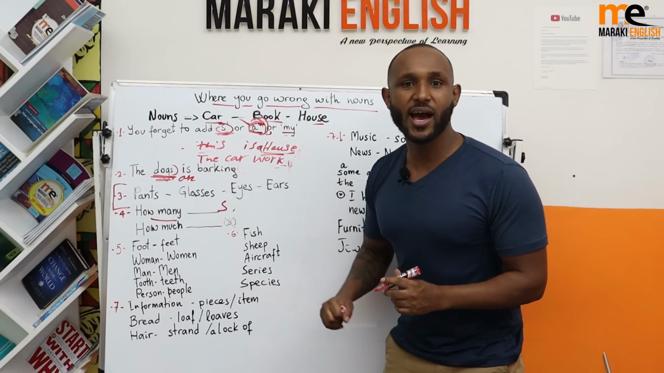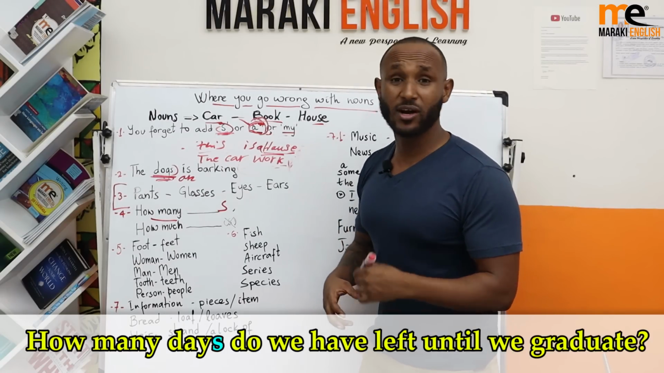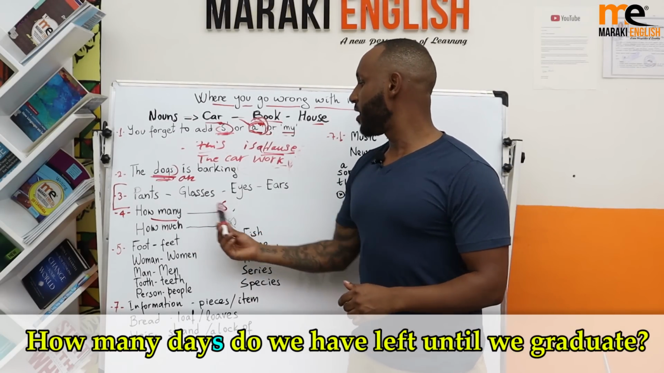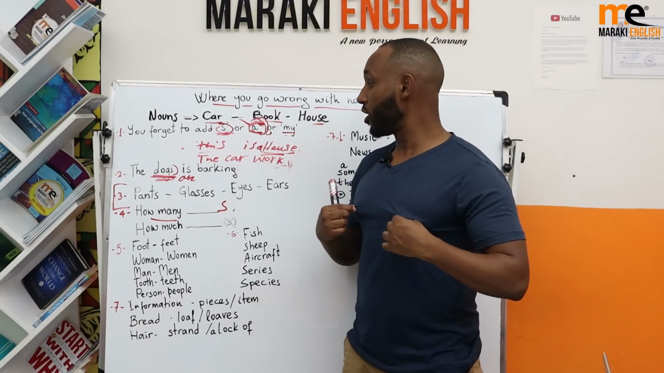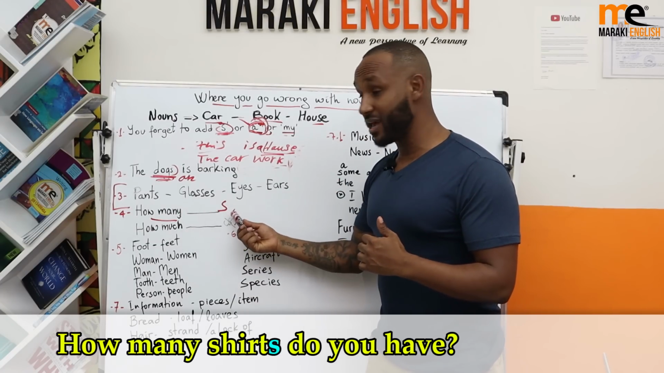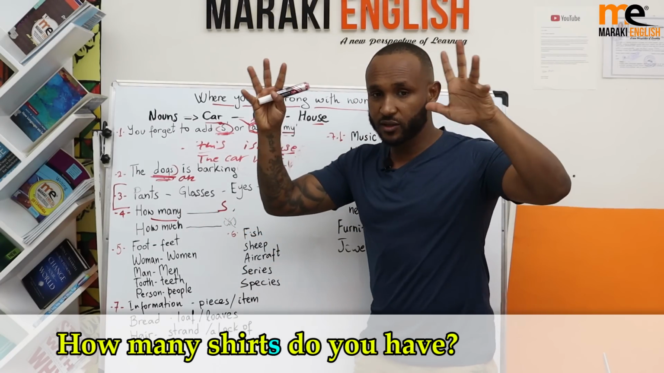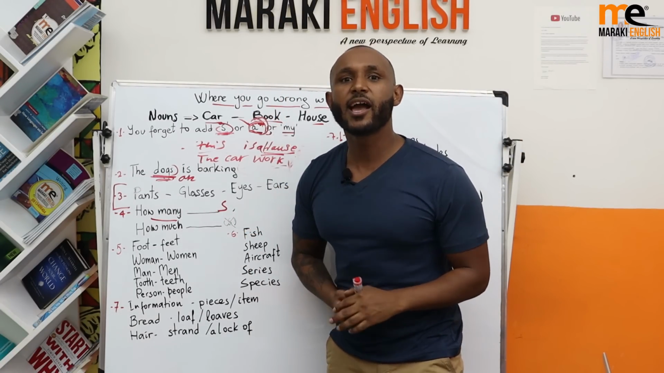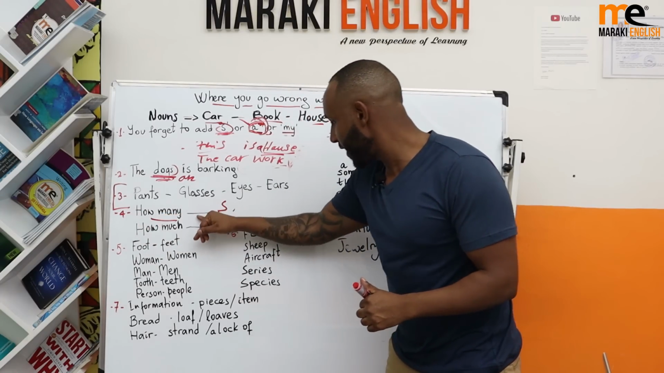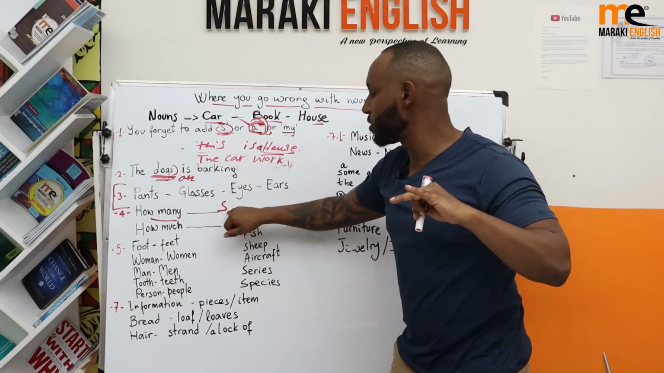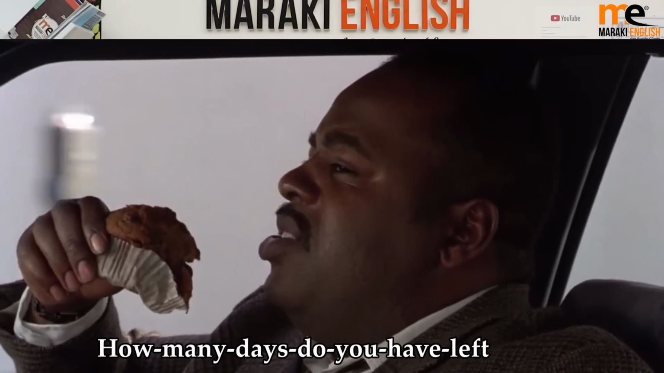How many days do we have left until we graduate or until we speak English fluently? What else? How many shirts do you have? Always with s. Okay? How many fingers do you have? How many languages do you speak? Always, if you say how many, we're talking about countable nouns, so s is fine. How many days do you have left?